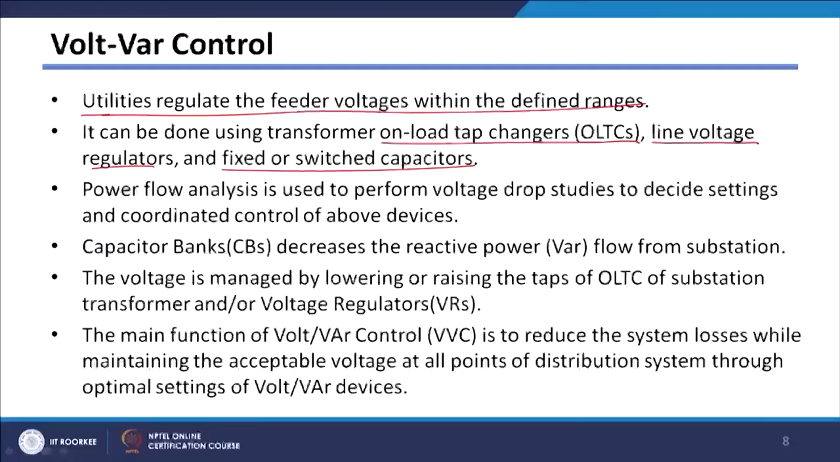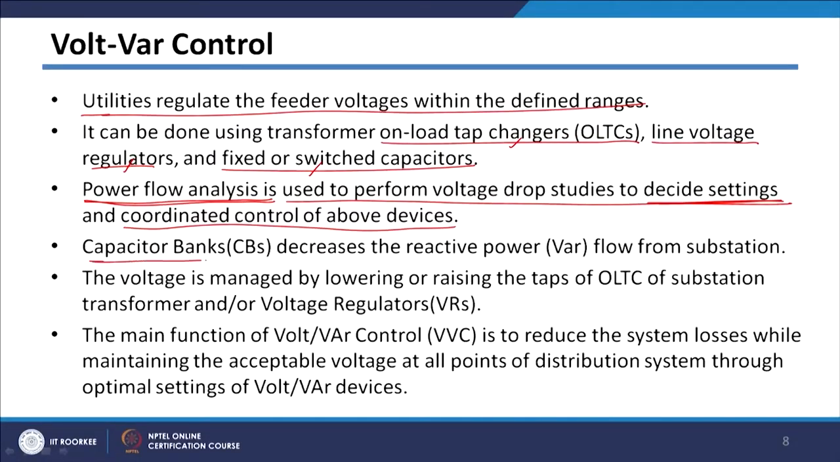In this case, power flow study is very useful, because it will be used to perform voltage drop studies, which will basically decide the settings of these devices, such as at what tap position this OLTC will be set, at what position these regulators will be set, and whether the capacitor should be switched on or off. That will be decided based on your load flow studies. So load flow study is very important in this case also, to decide the settings as well as to do the coordinated control of the above devices.